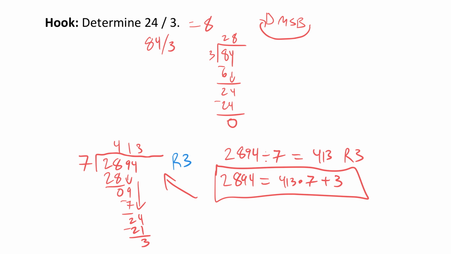Now, if you don't believe me, go ahead and take 413, multiply it by 7. Let's see, you'll get 21, 9, and then 28. Then add the 3. And of course, we'll get 2,894. All right, well, what does this have to do with polynomials?